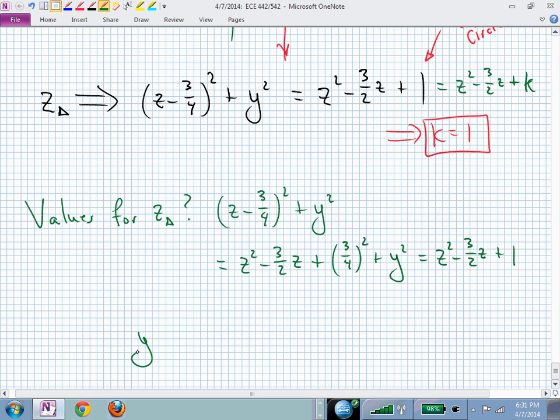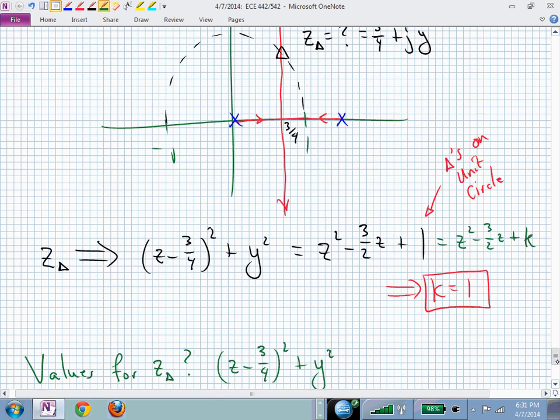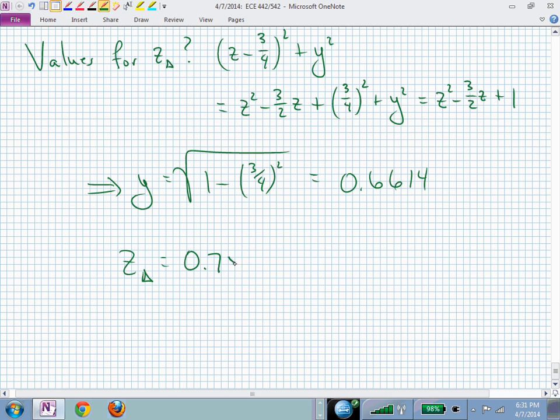Or y is now equal to the square root of 1 minus 3/4 squared. And if we multiply all of that out, we get y is 0.6614. Or z delta is now 0.75 plus j 0.6614 with k equal to 1.